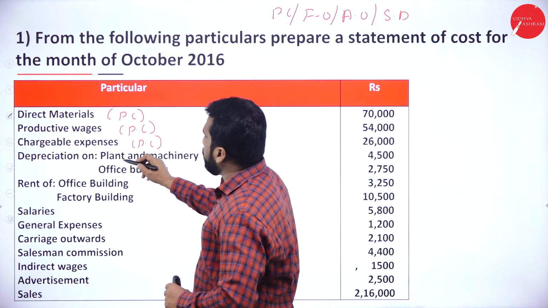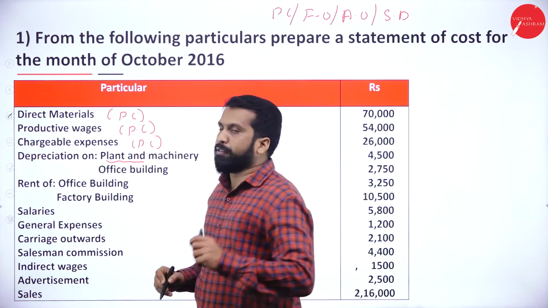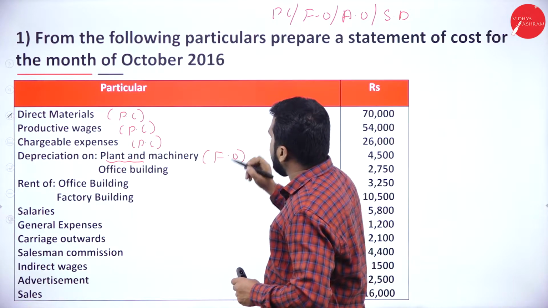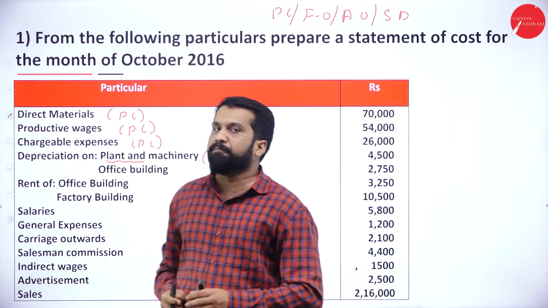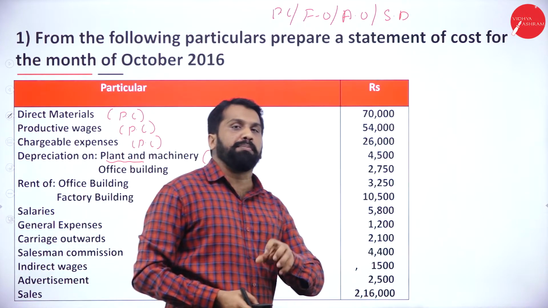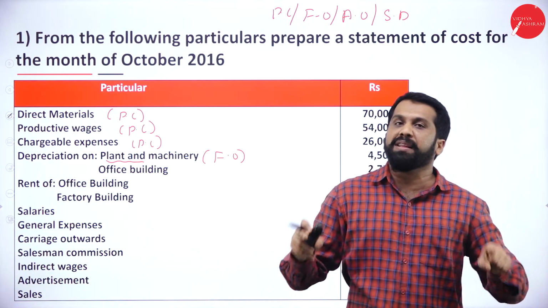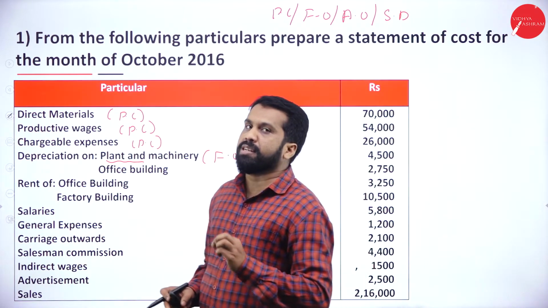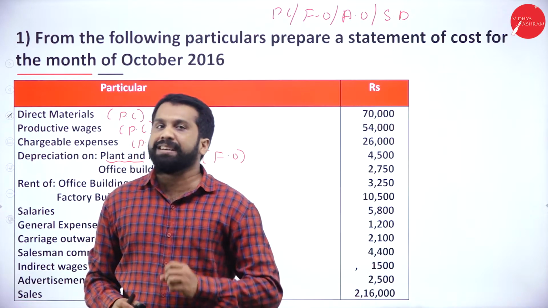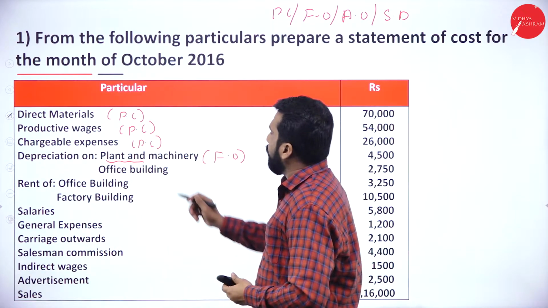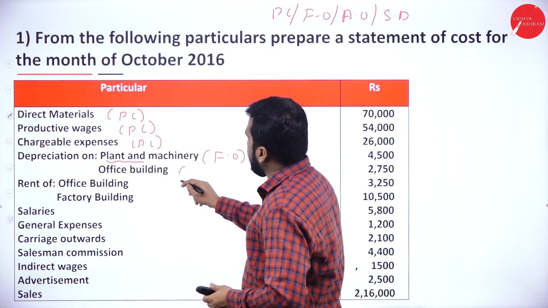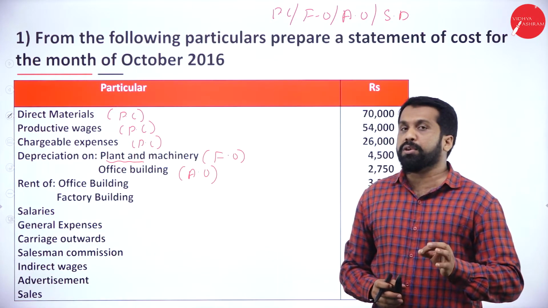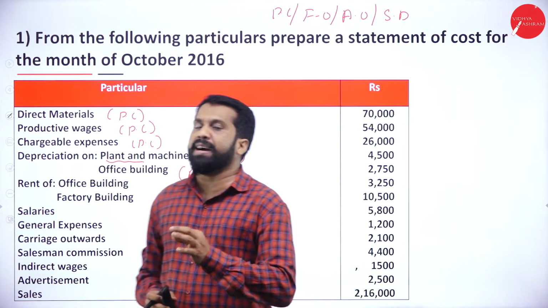Next, depreciation on plant. If depreciation is on plant, it will come under factory overhead. Plant is used when? Where the machineries are kept, we call it as plant. The place where machineries are installed. So whatever depreciation charge, directly it will go to what? Factory expenses. Then, depreciation on office building comes under administration overhead. Any depreciation on office building will come under administration.